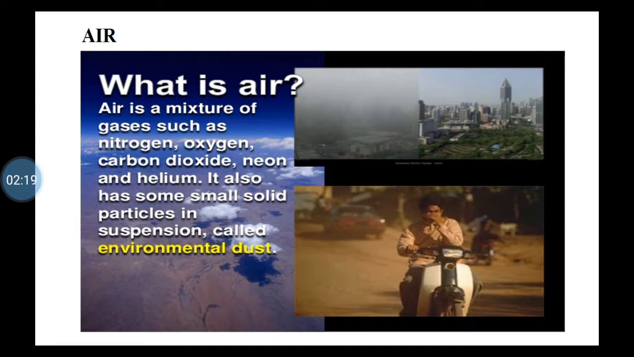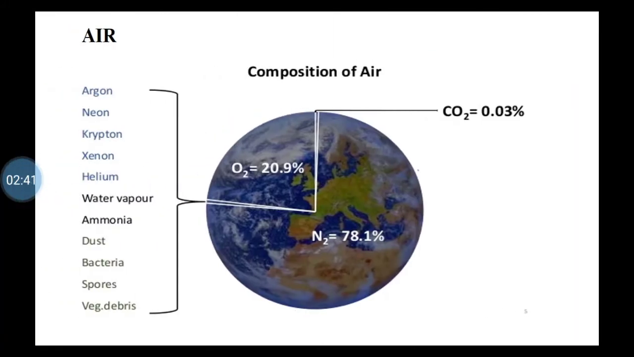Now, air is a mixture of gases such as nitrogen, oxygen, carbon dioxide, neon, and helium. It also has some small solid particles in suspension called environmental dust, isn't it? So, anywhere you go, you will find that dust is also present in air. Now, this is the composition of air, that is, what pure air contains, isn't it?